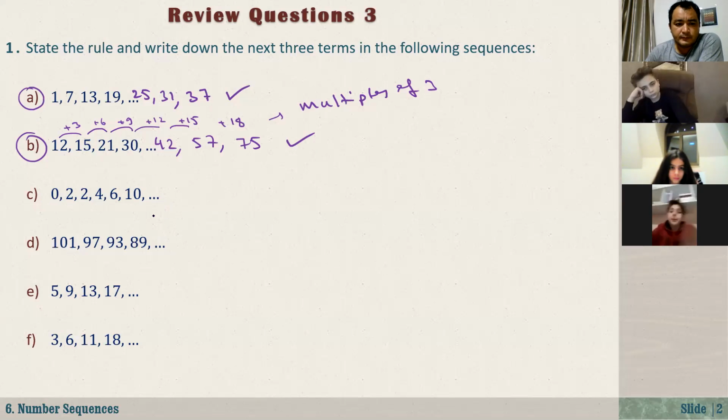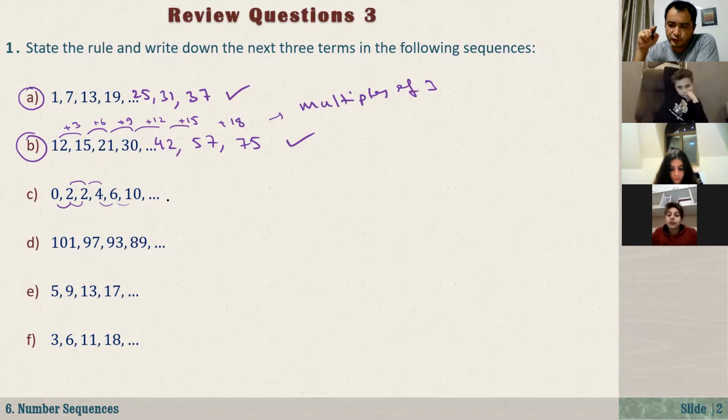Next, Al-Akbar, how about C? 0, 2, 2, 4, and 16. Okay, here, what is the rule here? As you see here, 0 plus 2, it is 2. 2 plus 2, it is 4, right? And 4 plus 6, it is 10. So what is the rule here? Start with 0 and 2, and add two preceding terms to get the next term.